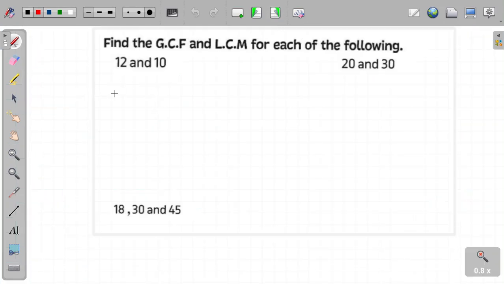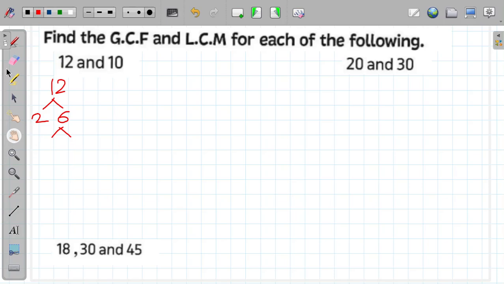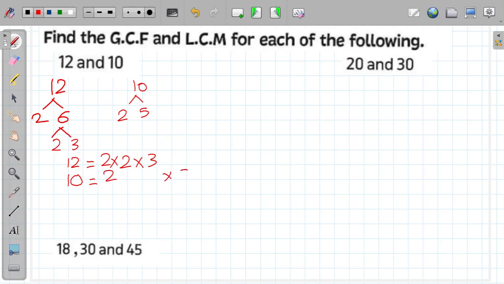Next I have 12 and 10. Okay, so 12 equals 2 by 6, and 6 equals 2 by 3. Here I have 10. 10 equals 2 by 5. So here I have 12 equals 2 by 2 by 3, and 10 equals 2 by 5.